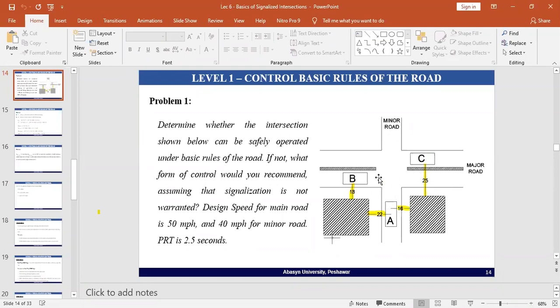Why? Because the traffic on the major road, first, has a higher volume. Second, the allowable speed or design speed of the major road is higher than that of the minor road. So the slow moving vehicles, which are also smaller in number, must yield to the vehicles on the major road, which are moving with higher speed and are greater in number.